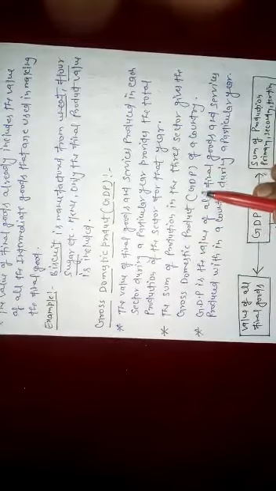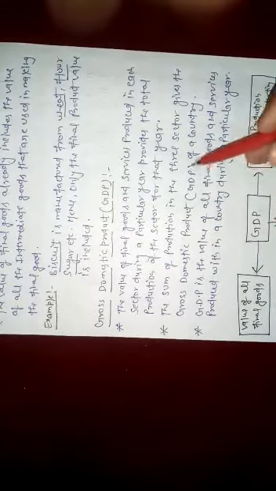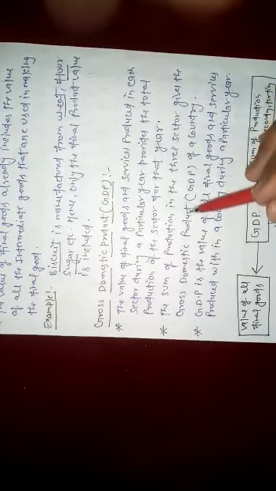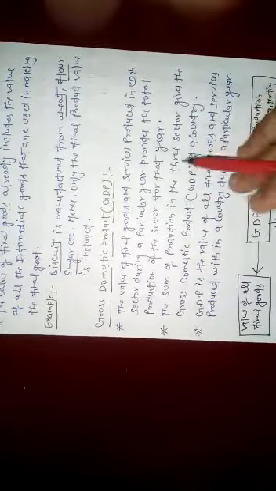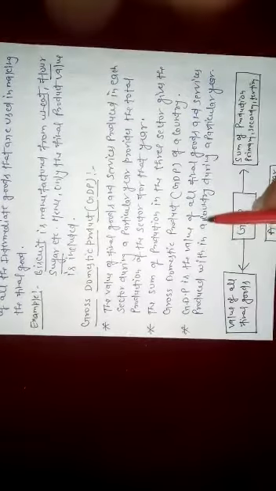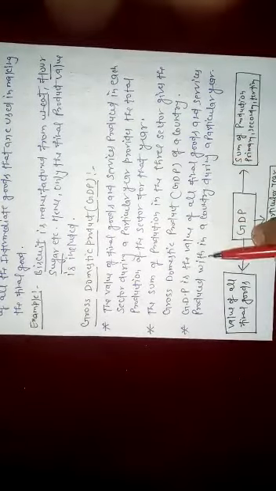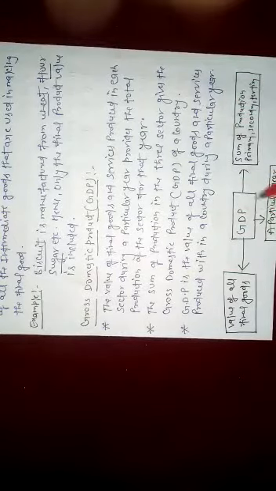The sum of the production in the three sectors gives the GDP of a country. All those, the primary sector, secondary sector and tertiary sector, the sum of their production will be helpful for making the GDP of a country. GDP is the value of all final goods and services produced within a country during a particular year. So GDP is measured in a particular year.